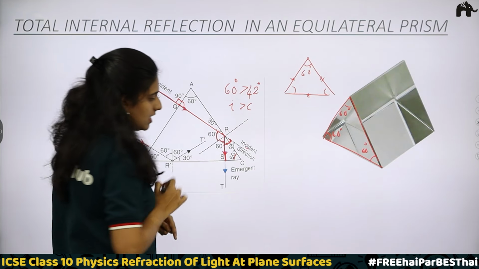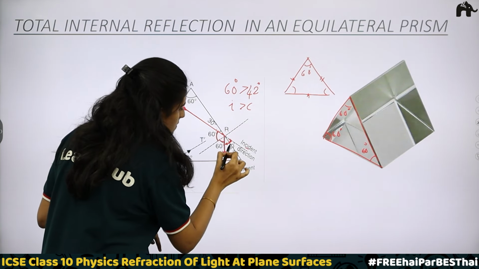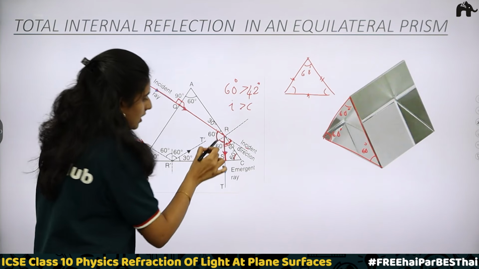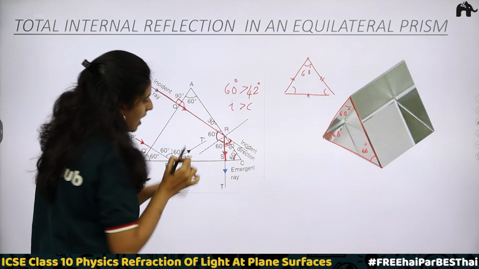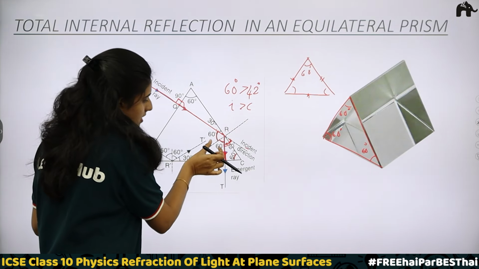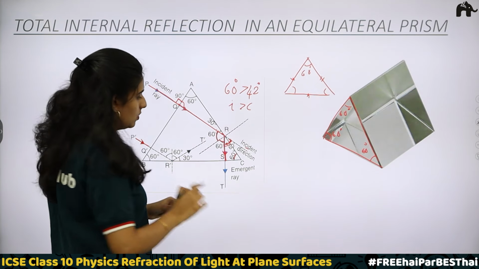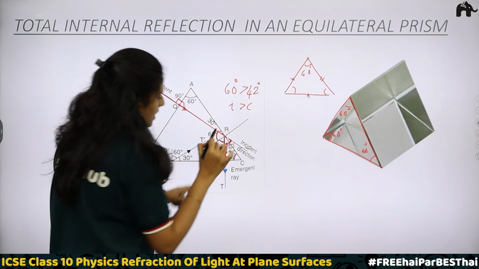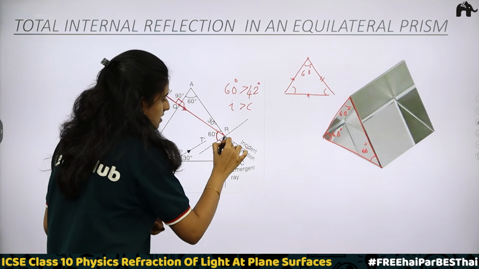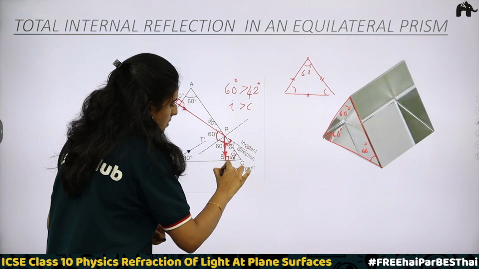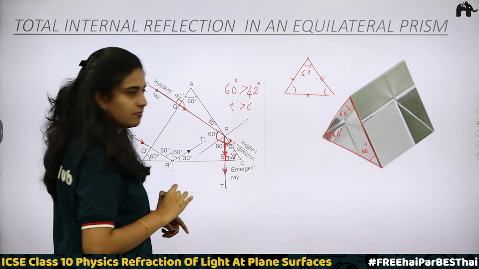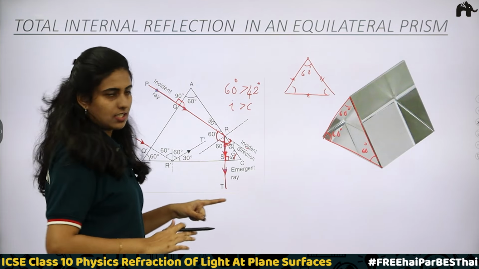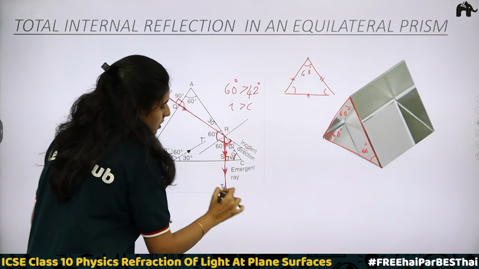This part should be 60 degree. This small part will be equal to 30 degree. Why? Because here we have an angle of 90 degree: 60 degree plus 30 degree. This is 30, this is 60, and here we'll be getting 90 degree, which means normal incidence. The ray will come out undeviated. So this is your emergent ray. Starting from here, you are getting the emergent ray here.